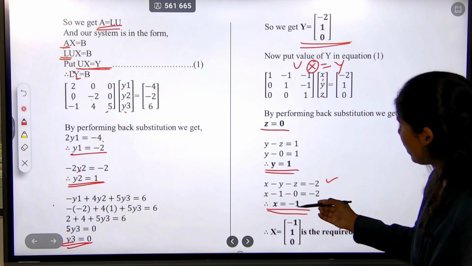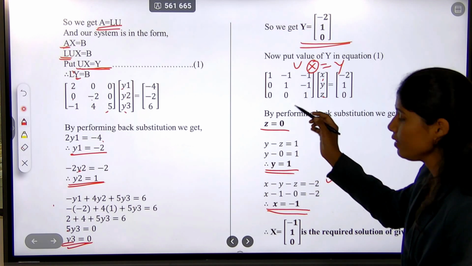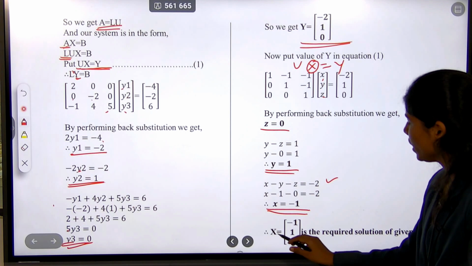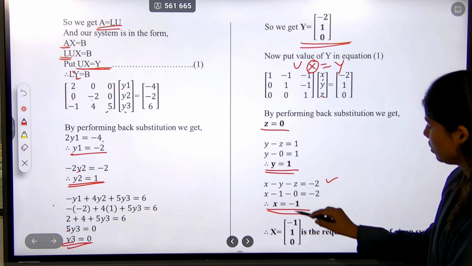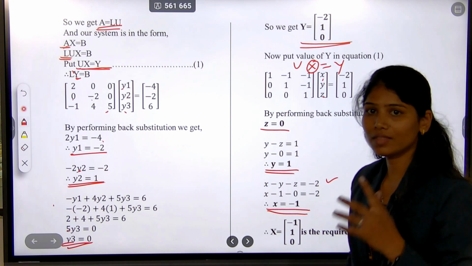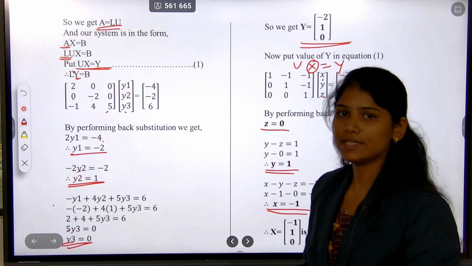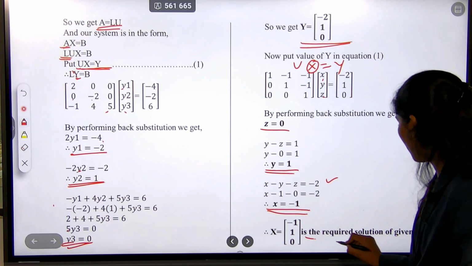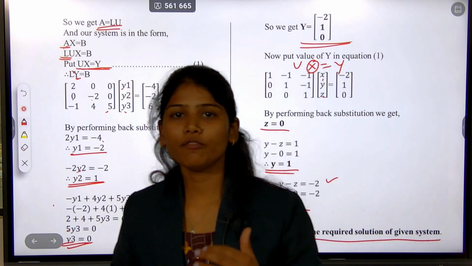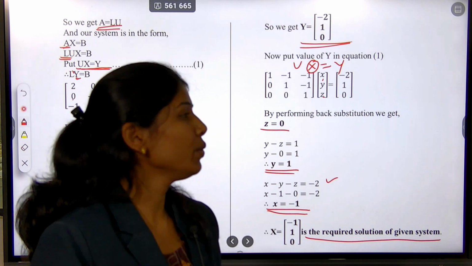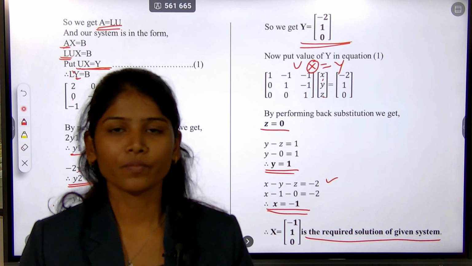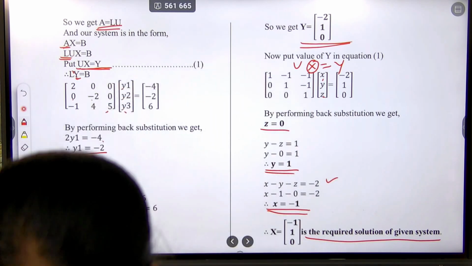So we get all the values of the variables x, y and z. Write it in matrix form: x equal to -1, 1 and 0. So we get all the values of the variables that solve our given system. So it is the required solution of the given system. In this way we can find the solution using the LU decomposition method. Thank you.